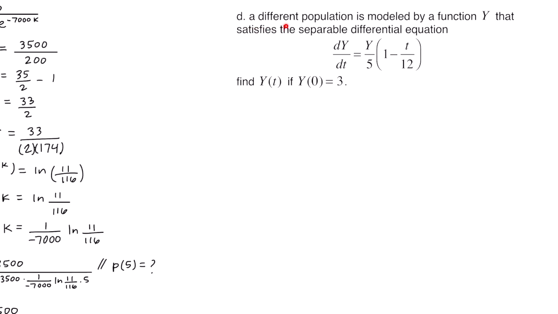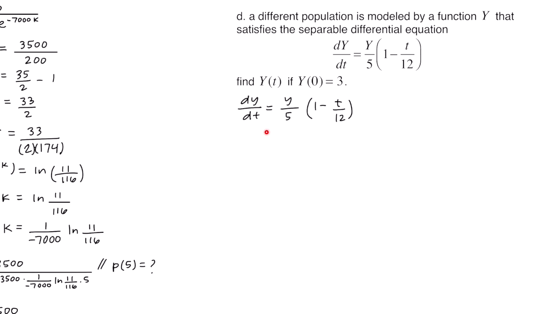Part D says a different population is modeled by a function y that satisfies the separable differential equation dy/dt equals y over 5 times the quantity 1 minus t over 12. Find y of t given this initial condition that y of 0 equals 3.